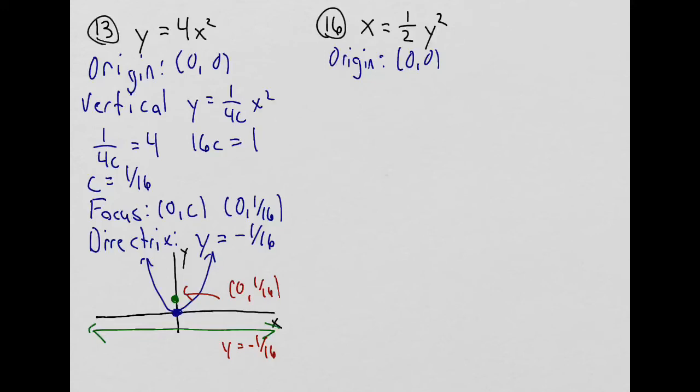Let's look at number 16 now. x is equal to 1/2 y squared. Notice the y is squared. So this one is going to be opening to the right. If it's positive, it's opening to the right. If it's negative, it would be opening to the left. It's definitely horizontal. So again, it's going to be a horizontal equation.